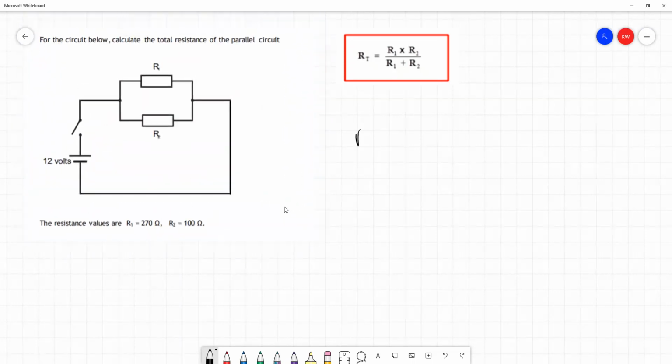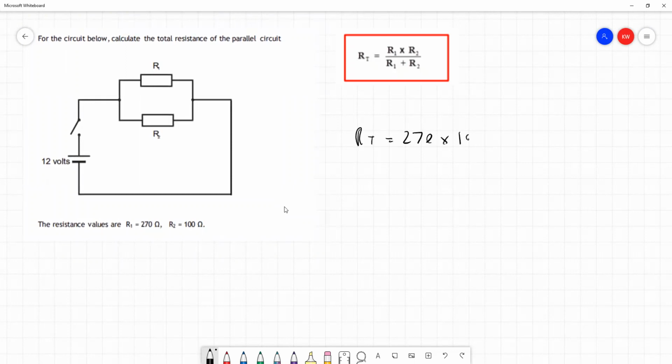So we can write RT is equal to R1, which is 270, times R2, which is 100, divided by 270 plus 100. So that's going to be equal to 27,000 divided by 370. And putting that into your calculator, you're going to find that rounds to 73 ohms. So that's how we find the resistance in a circuit like this. And that's absolutely correct. That's how we would solve a problem.